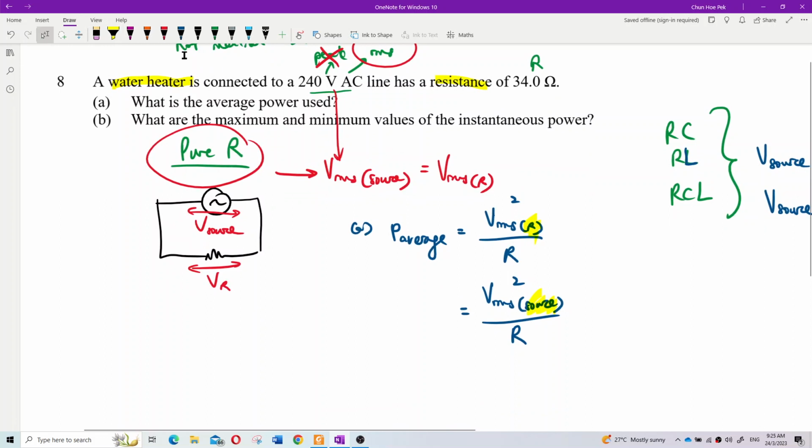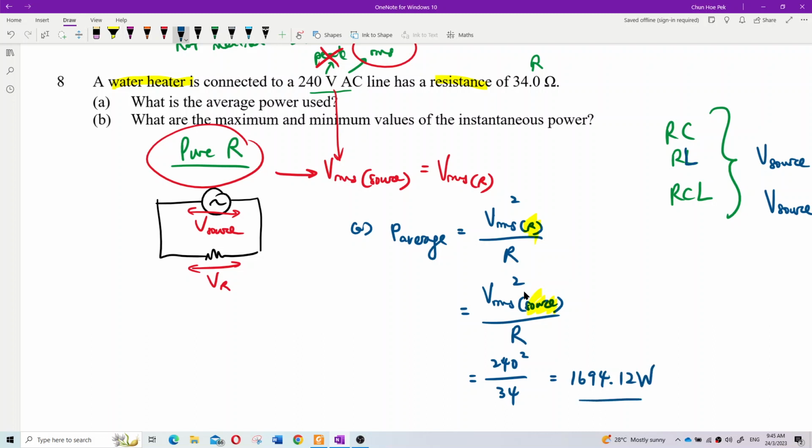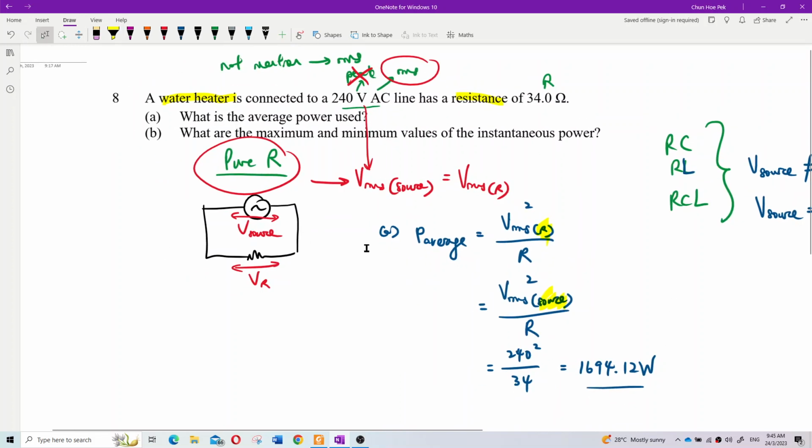Okay, so just calculate. 240 squared over the resistor, which is 34. So what do you get? The answer is 1694.12 watt. That's the average power.